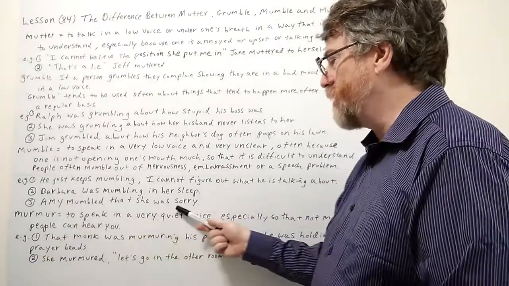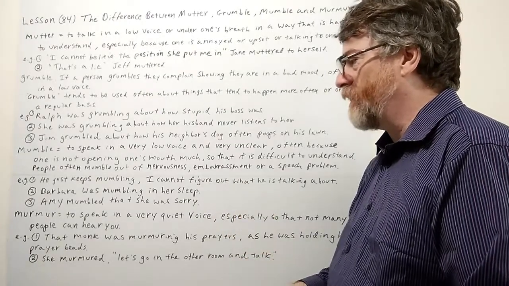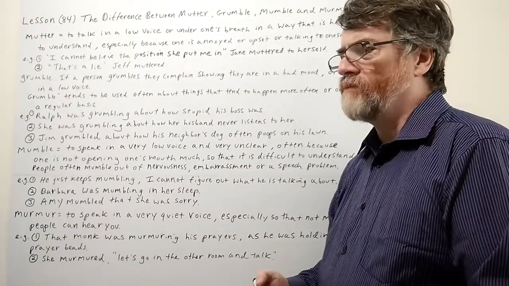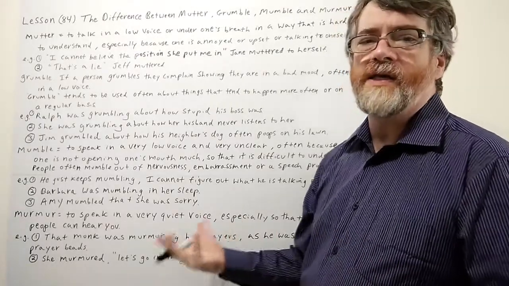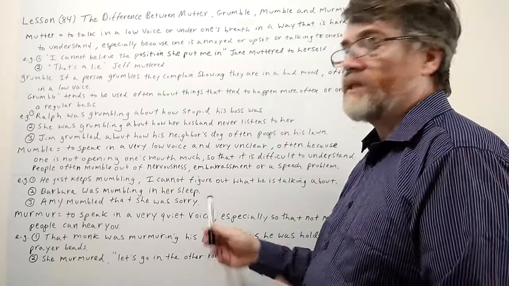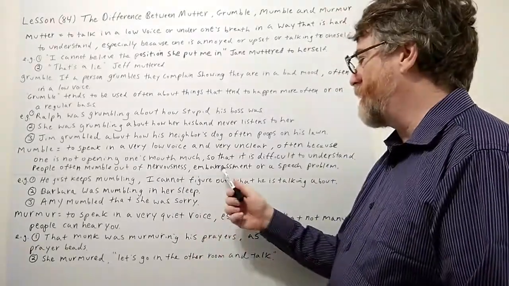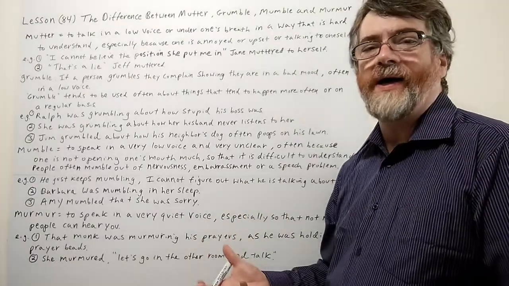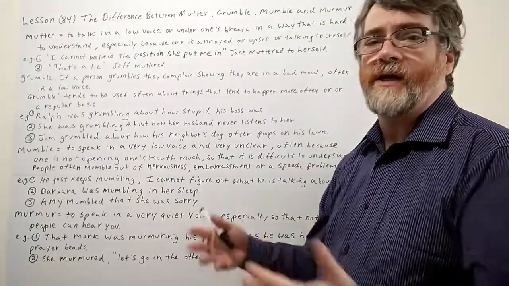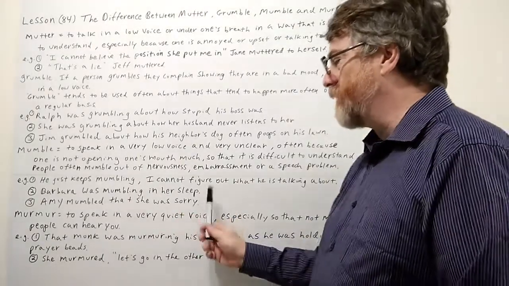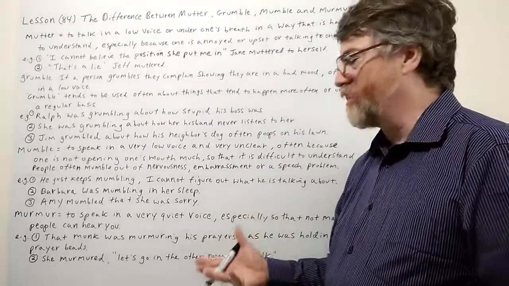Or Amy mumbled that she was sorry. All right, this is more out of nervousness or embarrassment. Maybe she says, "I'm sorry. I'm sorry. No, I'm doing it again." Something like that. Maybe a child that's a little nervous, with the parent correcting them, or somebody where they're nervous or they're embarrassed. So again, mumble is the least clear in the way the word's pronounced.